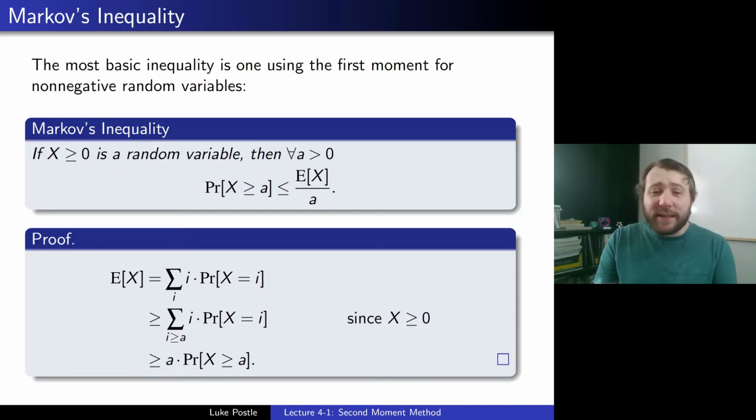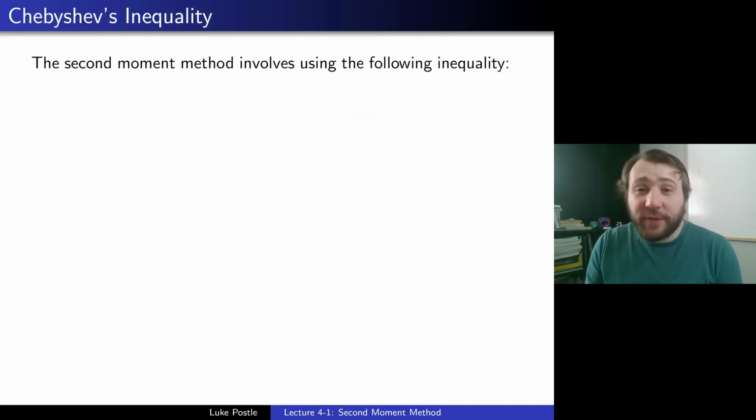And then since i is at least a for all those terms, we know this is at least a times the sum of those terms, which is the probability that X is at least a. And so then we just rearrange to get Markov's inequality. So it's a simple manipulation of the expectation. So this is core to the so-called first moment method, where one studies the expectation and uses it to derive something about probabilities. Instead, we'll be looking at the second moment, something called Chebyshev's inequality, which involves the second moment.